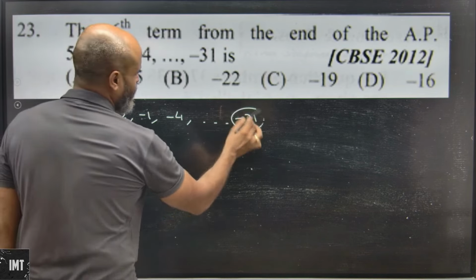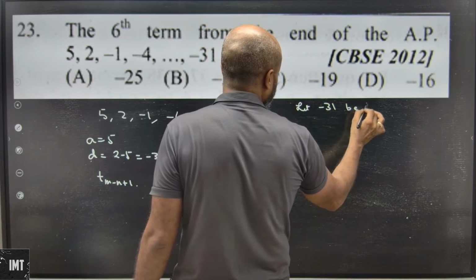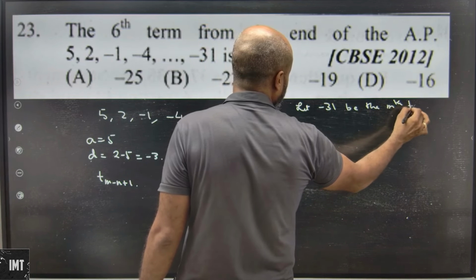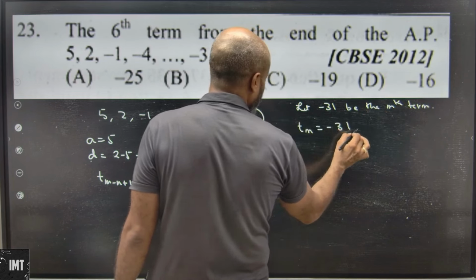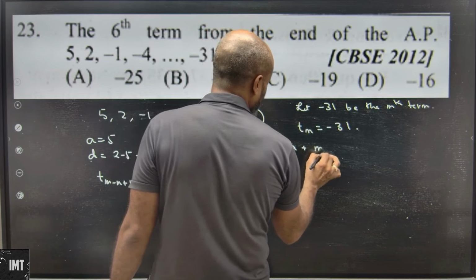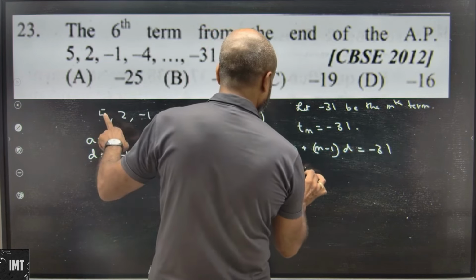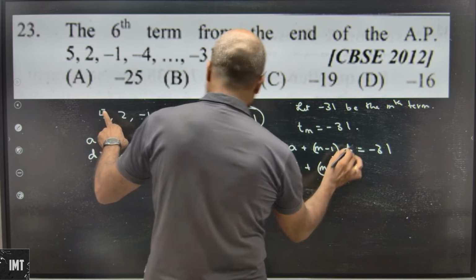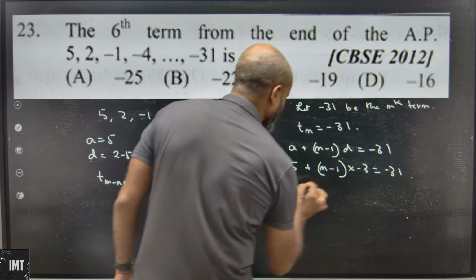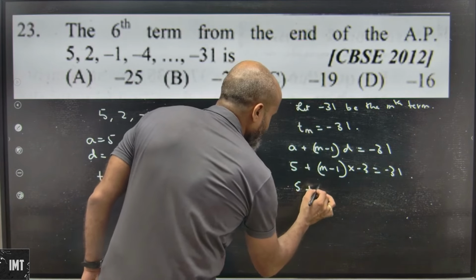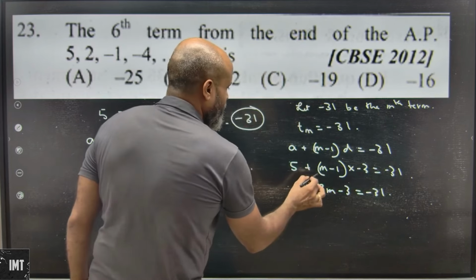So first you have to calculate which term it is. So let minus 31 be the mth term. So here we have Tm is equal to minus 31, which means A plus m minus 1 into D is minus 31. A here is 5 and m is unknown to us. D here is minus 3 as calculated. So this is 5 plus m minus 1 into minus 3 is equal to minus 31.